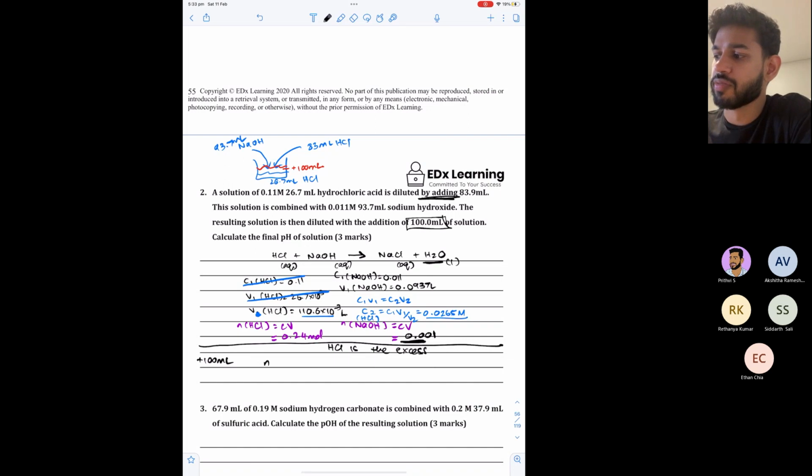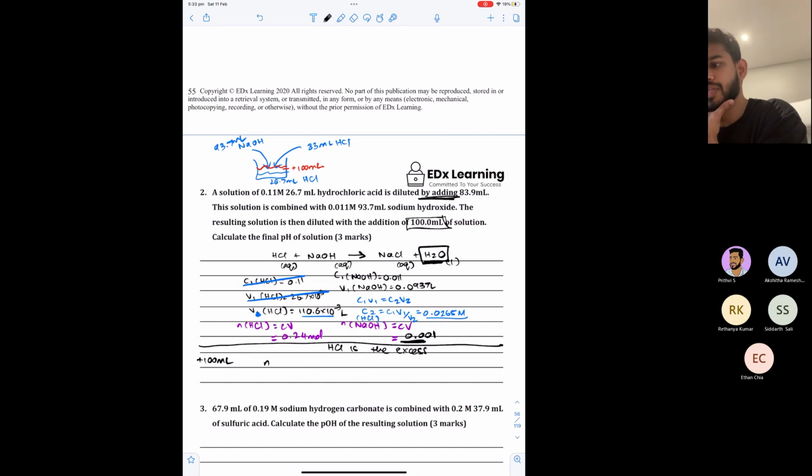You found the number of moles of this substance? Is that what you did? Which substance are you talking about? This water? Is that what you said you found? Yeah. That doesn't make much sense to me in terms of working out.